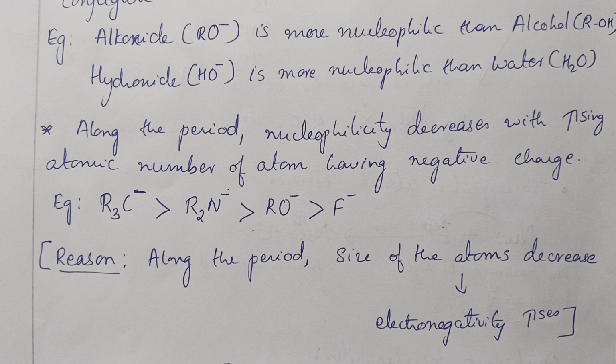Now what is the reason for that? It is simple. Along the period, size of the atoms decreases. Correct, no? So carbon has larger size when compared to fluoride. As the size decreases, the electronegativity increases from left to right. Electronegativity means ability of an atom to attract negatively charged electrons towards itself. Nucleophilicity means what? Its ability to love positive charge. We are interested in nucleophilicity here. That means ability to get attracted to positive charge. So, the atoms which have high electronegativity are less nucleophilic when compared to atoms with low electronegativity. I hope it is clear to you.